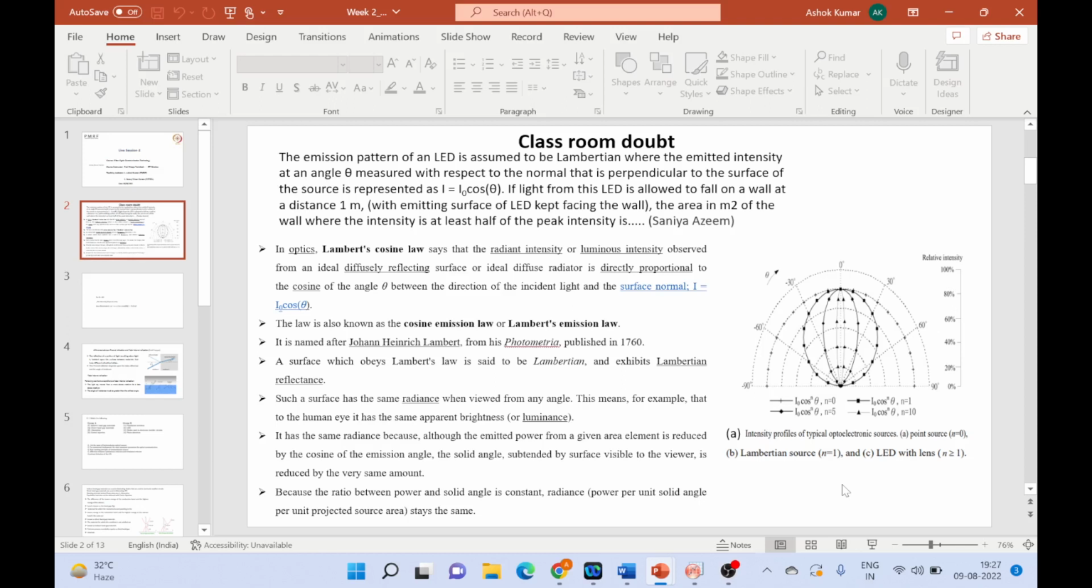Intensity versus wavelength is plotted. In class, we have discussed intensity versus frequency, and the intensity versus angle, the pattern of emission that is shown here. These are typical values you can expect from a data sheet in order to use an LED.